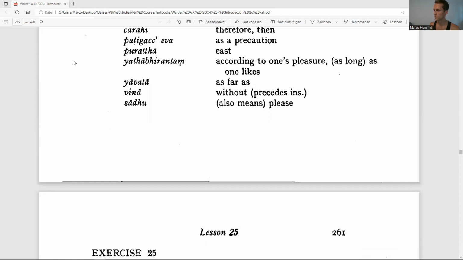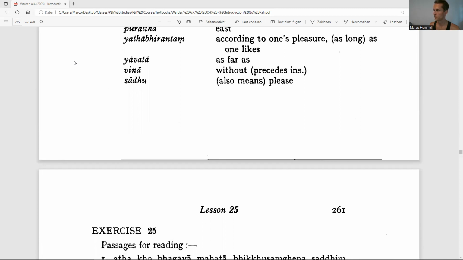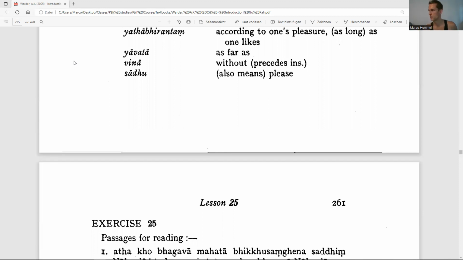Purata, east. Yata birantang, according to one's pleasure, as long as one likes. Yavata, as far as. Vina, without. It precedes the instrumental. And lastly, sadhu also means please.